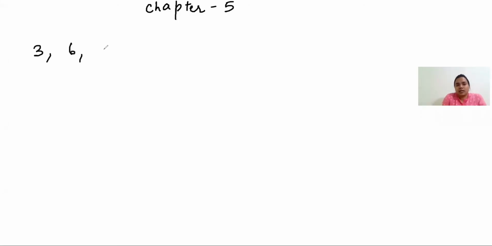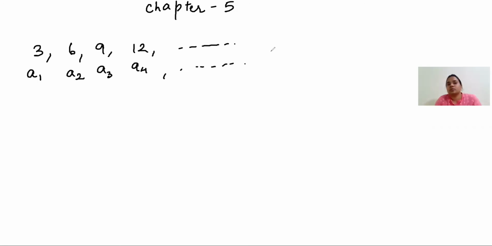So how can we find whether a series is an AP or not? We have to subtract the consecutive numbers. I'll tell you by an example. Suppose I write an AP as 3, 6, 9, 12 and so on. These are called first term A1, A2, A3, A4 and it goes on. A is the term and its suffix is the number. So A1 is the first term, A2 is the second term and it will go on like that.